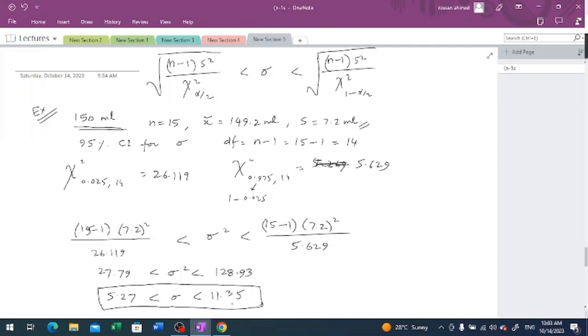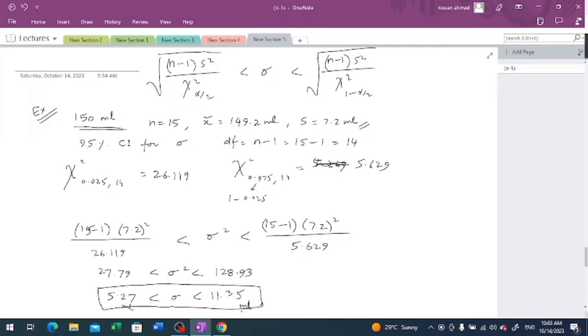And we can now interpret this answer as: we can be 95% confident that the standard deviation of the amounts being dispensed by this machine lies between, or is exceeding, 5.27 ml and less than 11.35 ml.